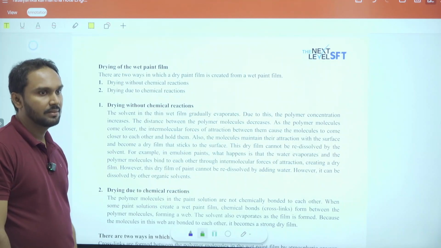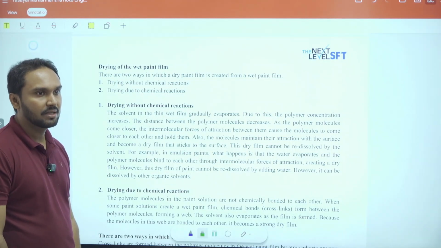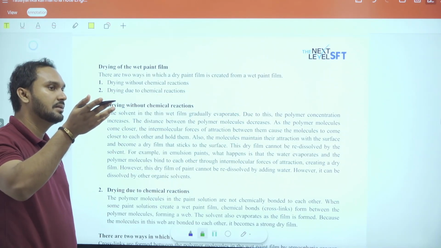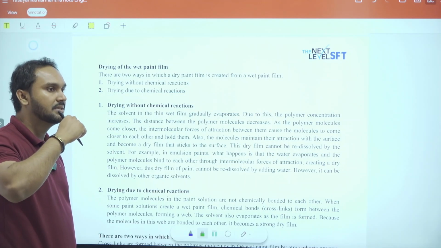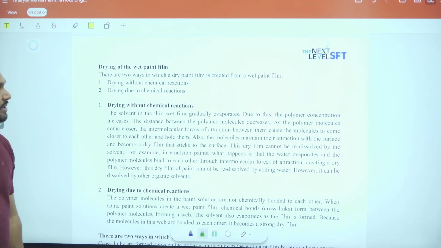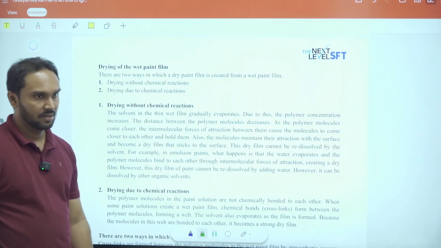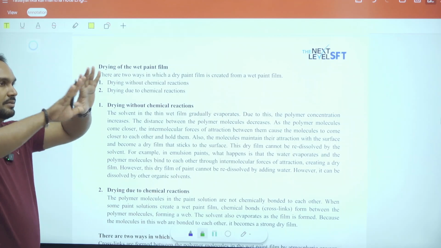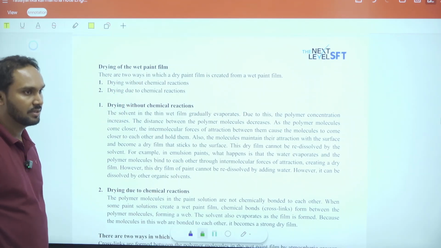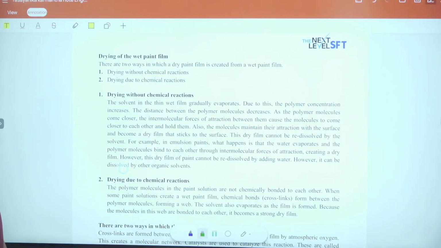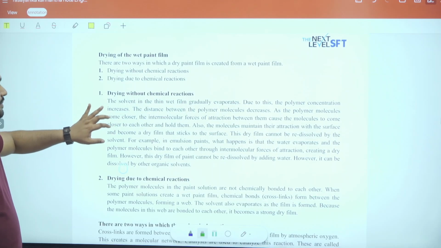Enamels. In the enamels, a kind of chemical reaction occurs and a bonding happens, like we discussed under the polymers. There's vulcanizing the rubbers, forming a bond, sulfur bonding. Likewise, in drying due to chemical reactions, bonding occurs. Because of the bonding, the drying happens, or the thin layer of film is produced. So there are two types of drying of the wet paint: without chemical reaction and with chemical reaction.